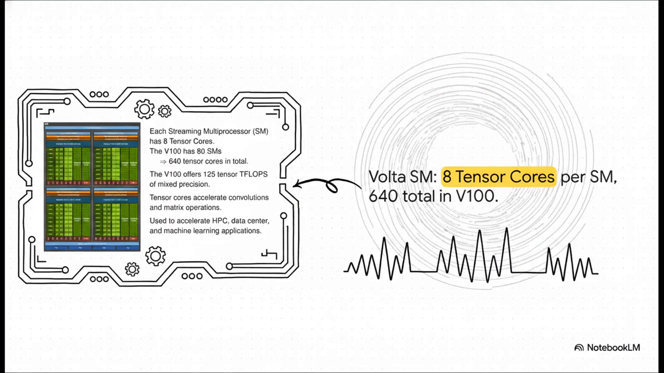So, why do tensor cores even exist? Well, it all comes down to the absolute core bottleneck in deep learning: massive, parallel matrix multiplications. To handle that kind of load, we need highly specialized hardware. Just look at the sheer scale of the Volta Streaming Multiprocessor, or SM, right here. Each one of these SMs packs 8 specialized tensor cores. And on a GPU like the V100, which rocks 80 of these SMs, that gives you 640 tensor cores in total. We're talking a staggering 125 mixed precision tensor T-flops.